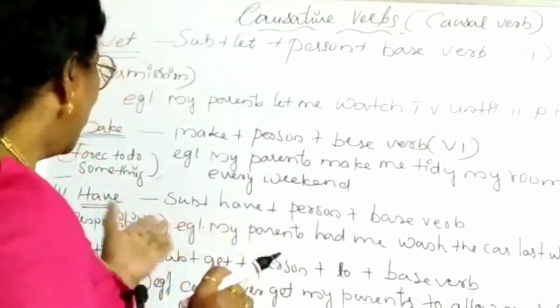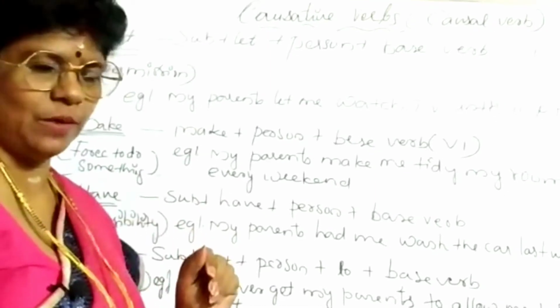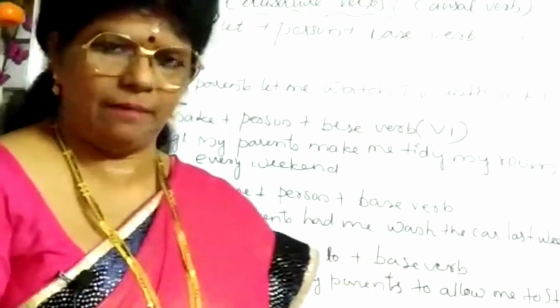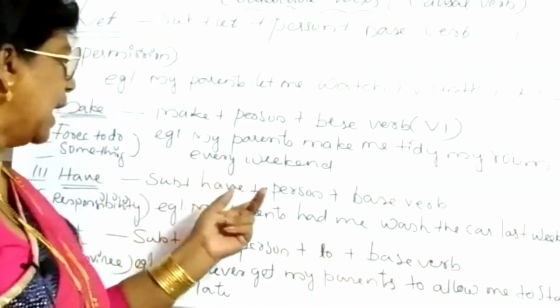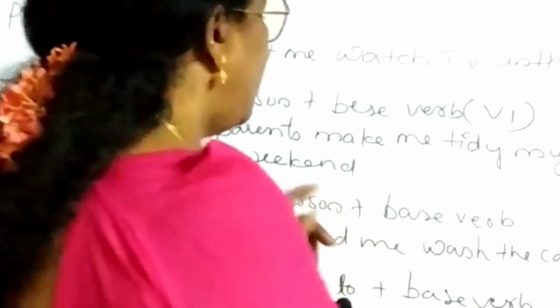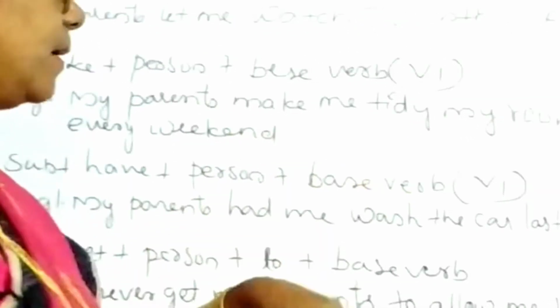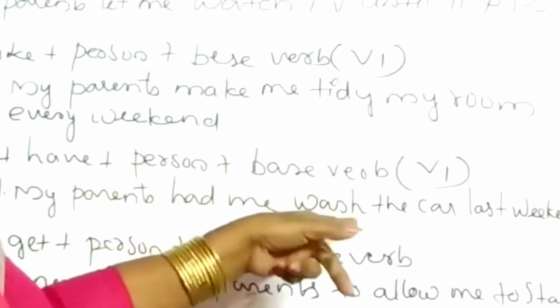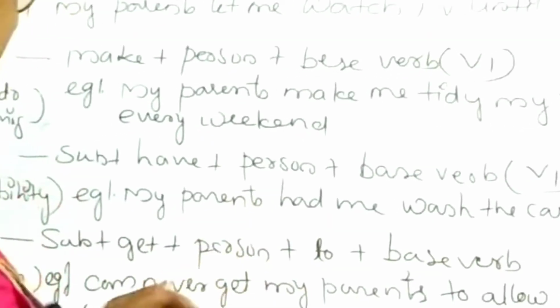Okay. Now, have is used for responsibility. I have to do that. I have to go there. I have to help them. It's used for responsibility. Subject plus have plus person plus base verb, V1. Example: my parents had me wash the car last weekend. My parents had me means they made me. I mean, it is the responsibility.